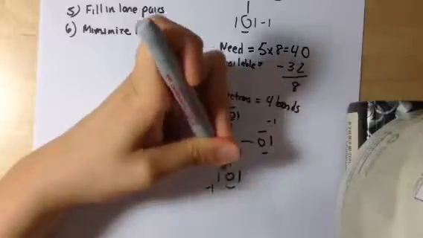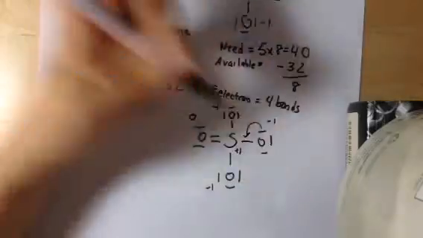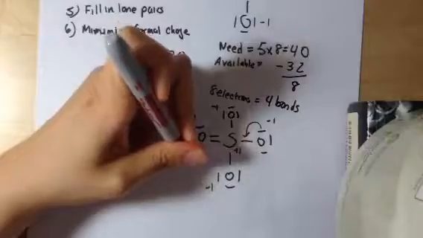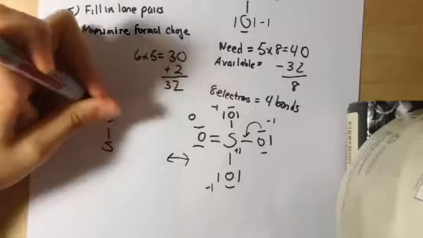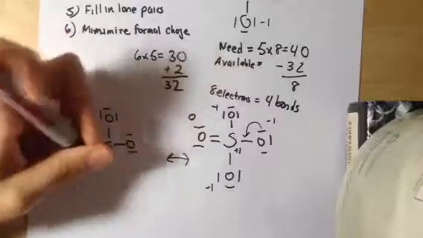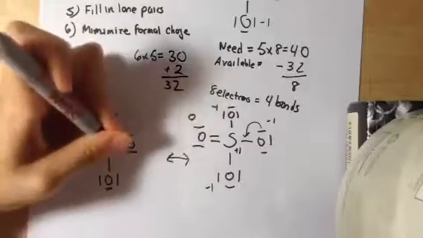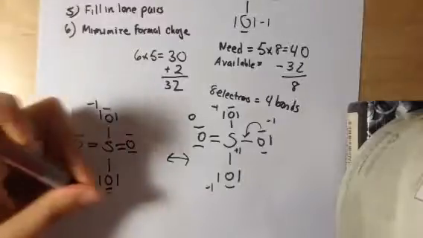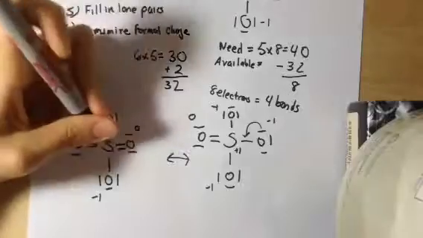So if I move either these ones in, or these ones, or these ones, it doesn't really matter, just pick one, I'll move these in. What I get is, I'm going to draw the resonance arrow, what I get is this. And here I have a -1 formal charge, here I have a -1, this is 0, this is now 0, and the sulfur is now 0.